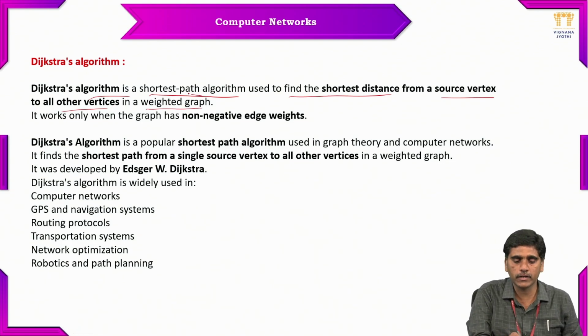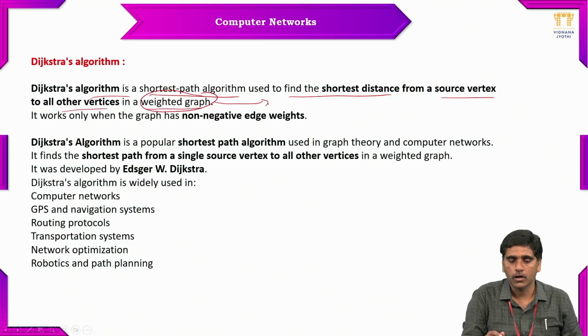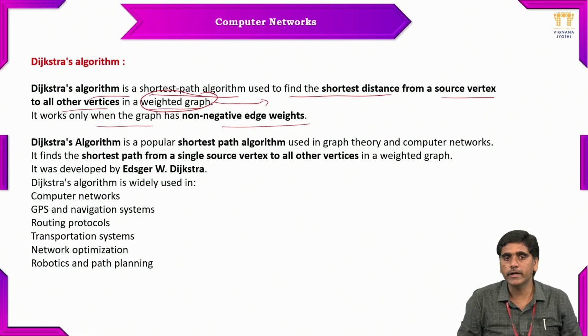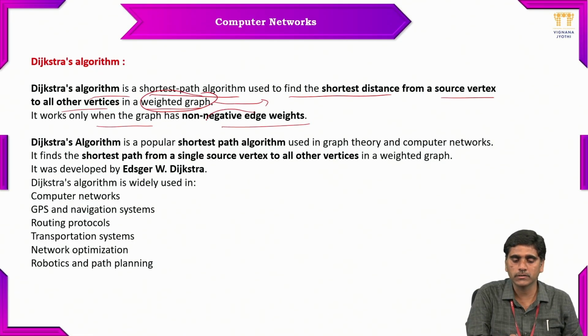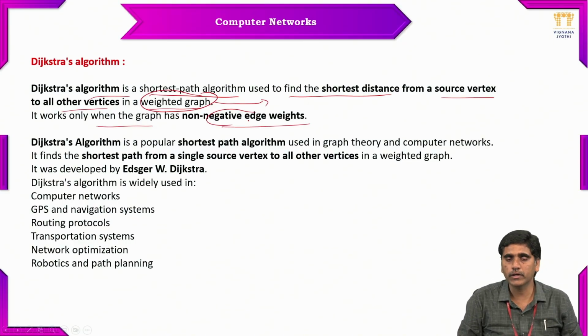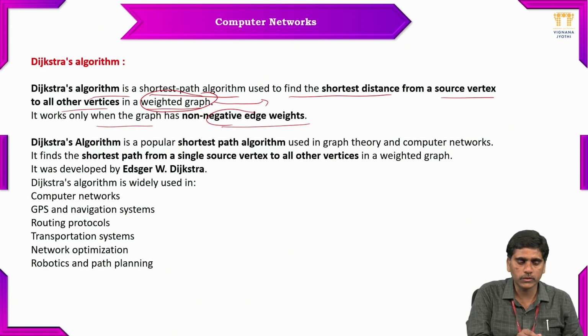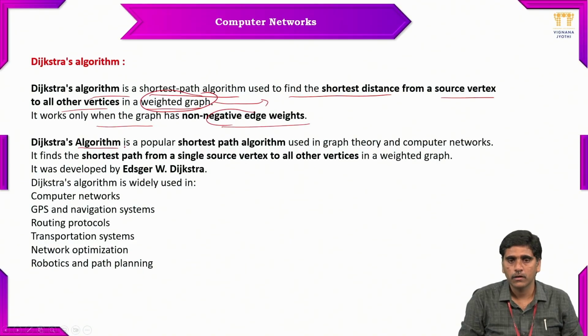What does a weighted graph contain? Each and every graph vertex as well as the weights of each and every edge. It works only when the graph has non-negative edge weights. That means it works only when the edge weights are positive. Then we can find the distance between the first vertex and the second vertex, or the first vertex and the end vertex. To do this, Dijkstra's algorithm provides, in graph theory and computer networks, the shortest path algorithm.